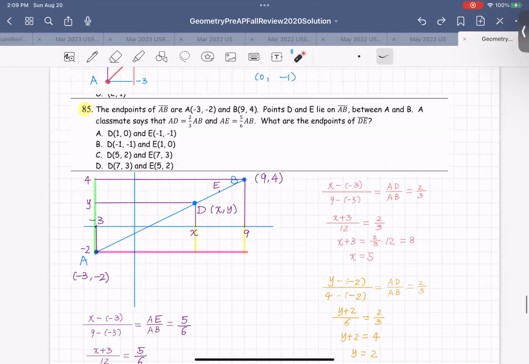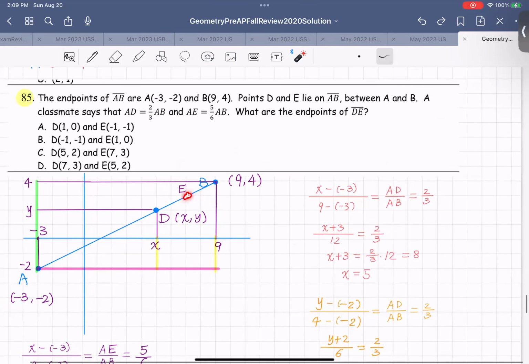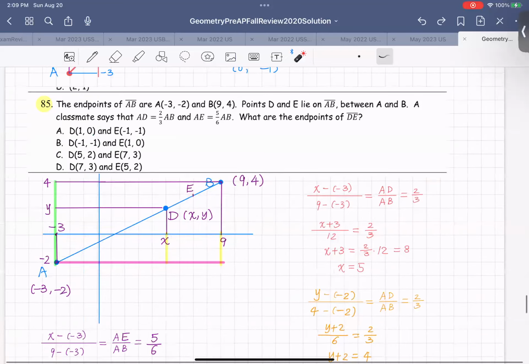What will happen if we have this change to be 5 over 6? If you want to get that point, you just change this to be 5 over 6. You change this to be 5 over 6. Then you can have the E point value.